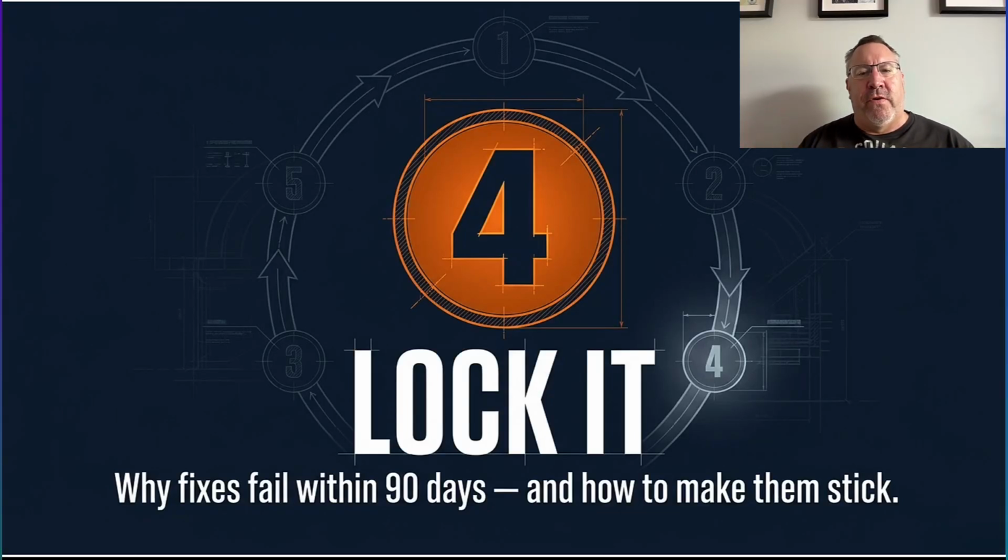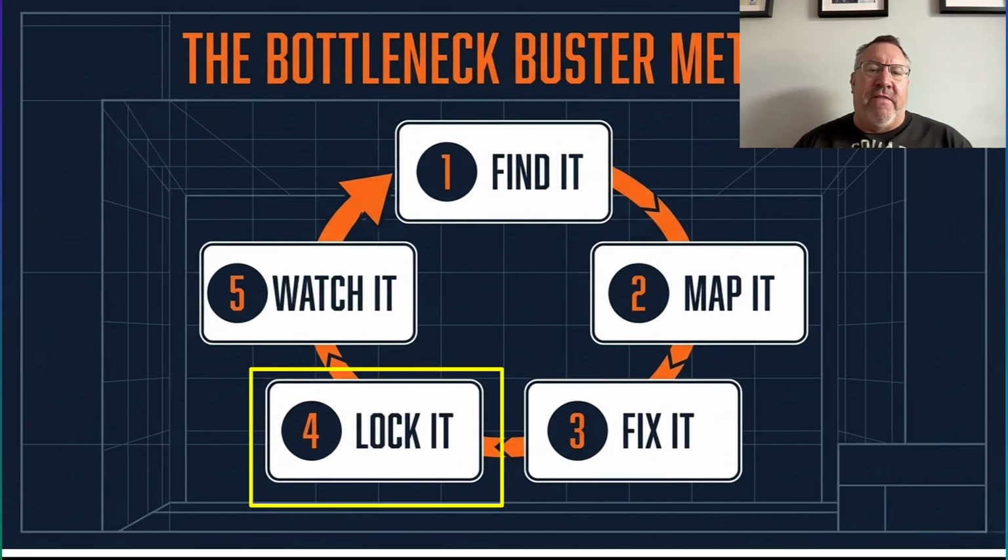Now this is stage 4 of the 5-stage Bottleneck Buster Method, and this is extremely important. This is going to stop whatever you've started to think about as far as fixes are concerned going backwards. So you'll see that there are 5 stages here. We've gone through find it, map it and fix it. Basically, that's how to find the issue in the first place, map out what's going on within that part of the process, and then put certain fixes in place. And this is how we make sure things don't go backwards.